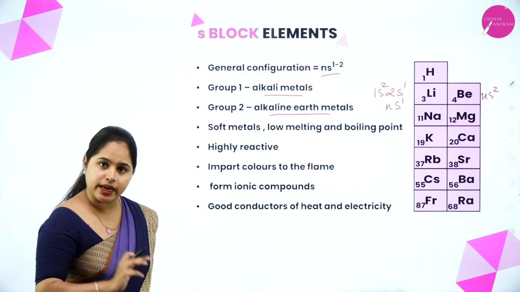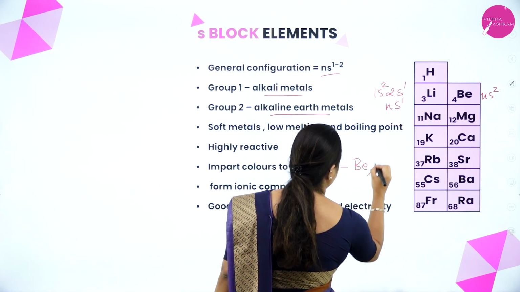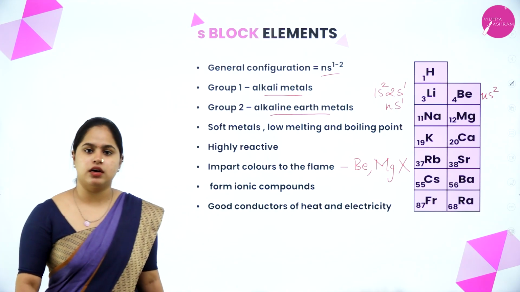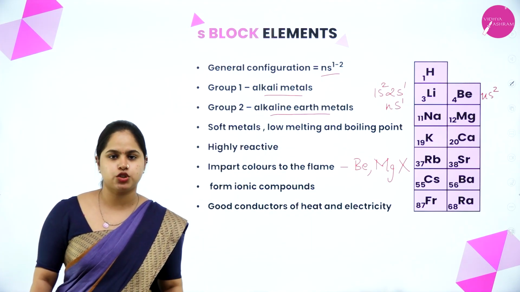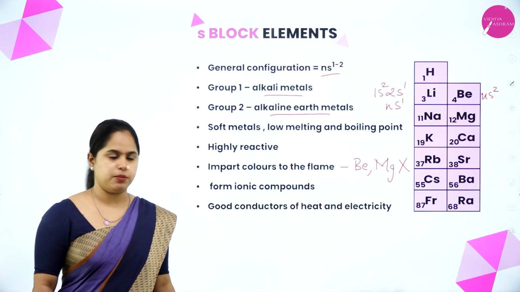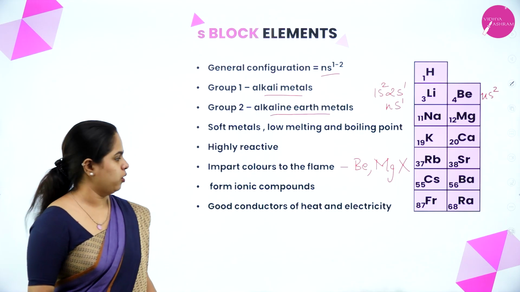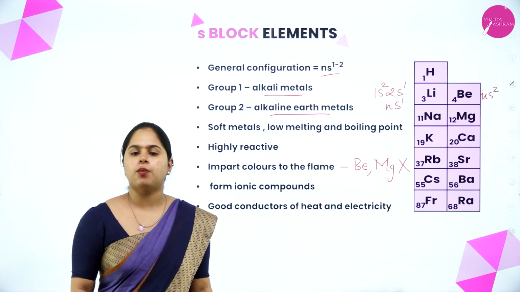Okay, so there are exceptions for this, that is beryllium and magnesium. Beryllium and magnesium do not impart color to the flame. Other than that, all the S block elements will impart color to the flame. And generally they form ionic compounds and they are good conductors of heat and electricity. So this is about S block elements.